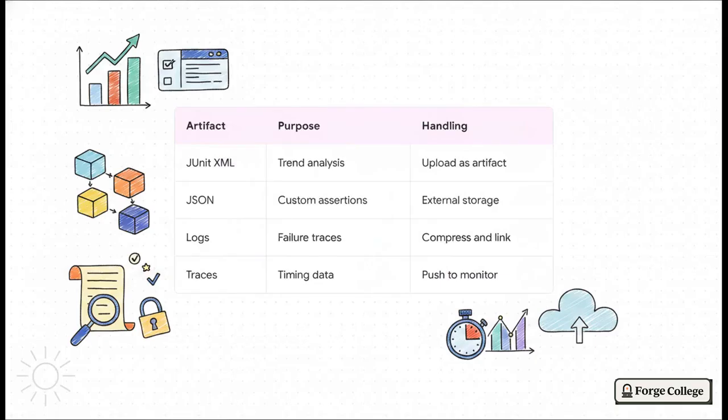Now, we generally look to collect 4 main types of artifacts. First up, JUnit or XUnit XML. This gives us machine-readable results that are absolutely perfect for trend dashboards. Next, structured JSON. This handles custom assertions and on-chain state snapshots, which you'll usually push to external storage. Then we have log bundles. These capture detailed failure traces. We compress these and link them directly to failure tickets. And lastly, performance traces. These give us crucial timing data to push to a monitoring backend. Every single piece of evidence is perfectly staged for your analysis.